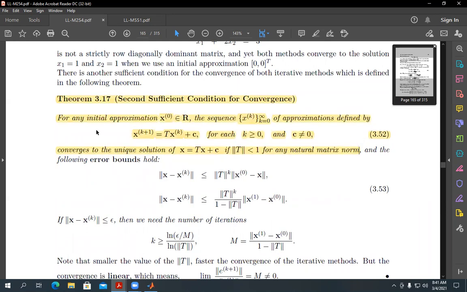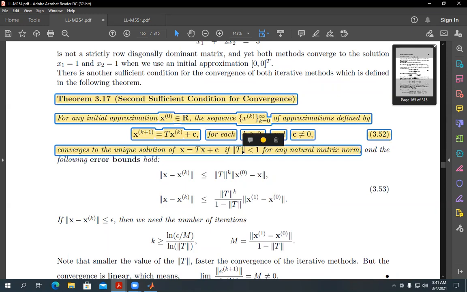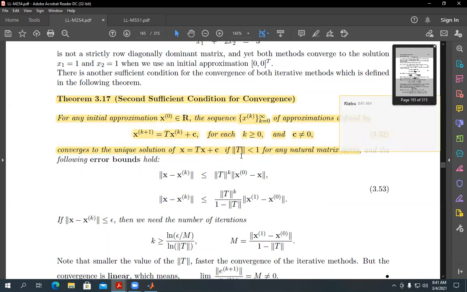For any initial approximation, this is what I told you, the shape of the iterative formula in the matrix sense. Both iterative methods, the Jacobi and the Gauss-Seidel, are guaranteed to converge to the solution of the linear system if this condition is true. And what is the condition? The norm of T should be less than 1.